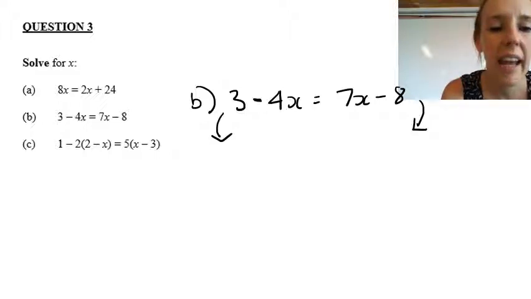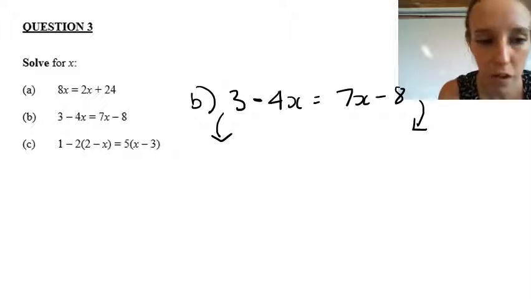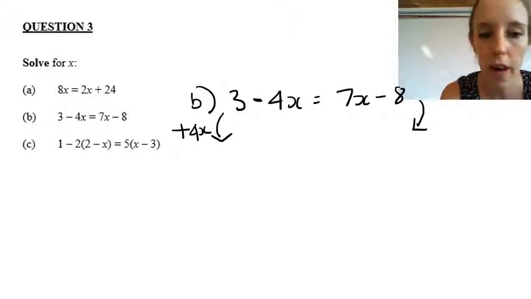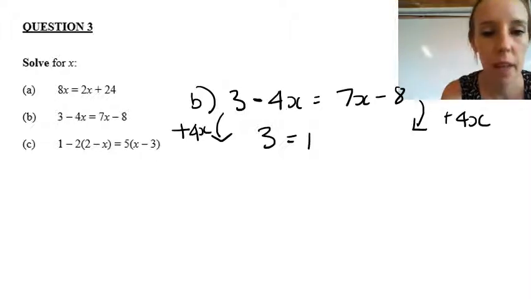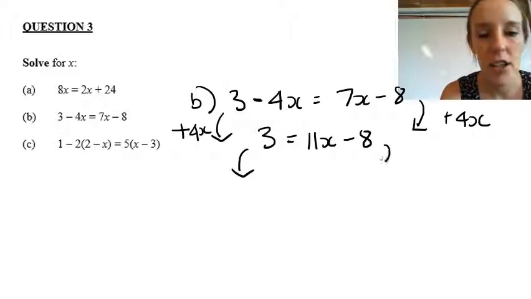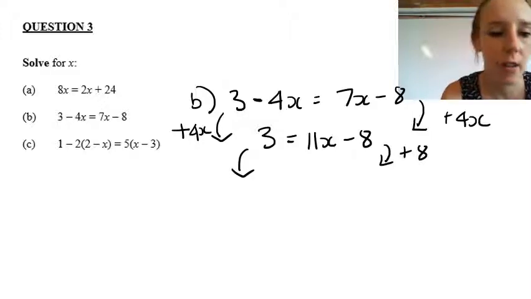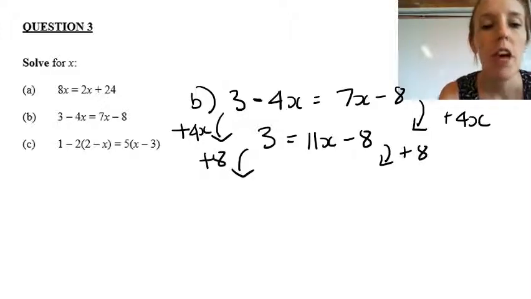So we're taking away this 4x because it's got that take in front of it, so the opposite of that is going to be adding 4x. So if I add 4x to both sides, it will cancel out on the left, so I've just got 3. 7x plus 4x is going to give me 11x, take 8. And then I can just add 8 to both sides to get rid of that, so I've got the x's by themselves. 3 plus 8 is going to give me 11.